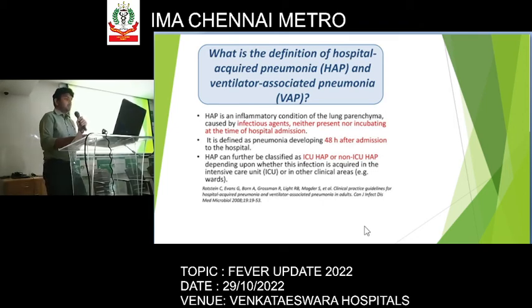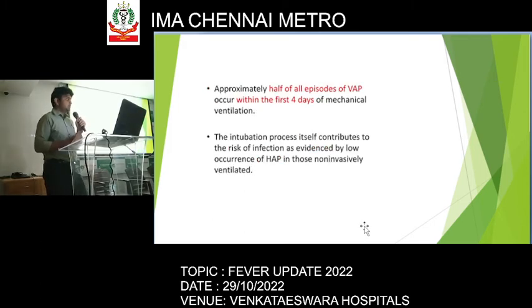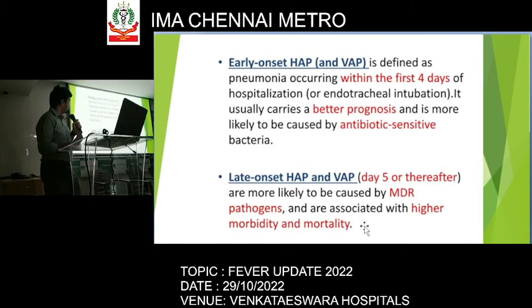A patient who develops pneumonia while being on NIV is considered as hospital-acquired pneumonia, not ventilator-associated pneumonia. Approximately half of the patients who develop VAP will develop it within the first 4 days, and the intubation process itself contributes to the risk of infection. So they are divided into two parts: early and late. Early onset hospital-acquired or ventilator-associated pneumonia usually has a better prognosis because those organisms will be antibiotic sensitive. But when a patient has HAP or VAP after day 5, they are more prone to MDR pathogens and are associated with higher morbidity and mortality.